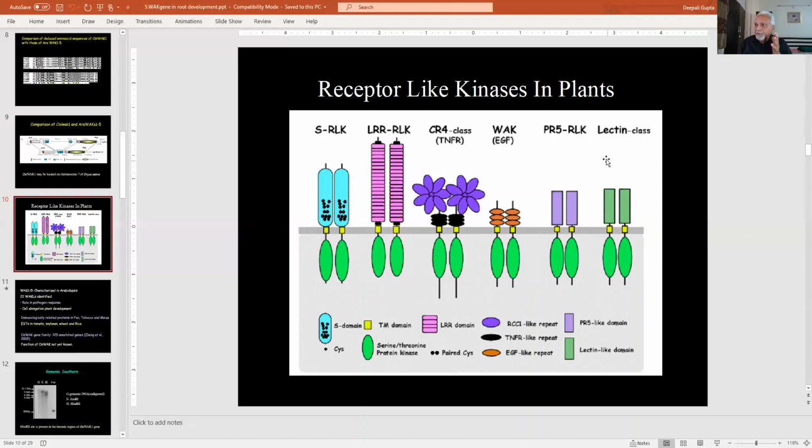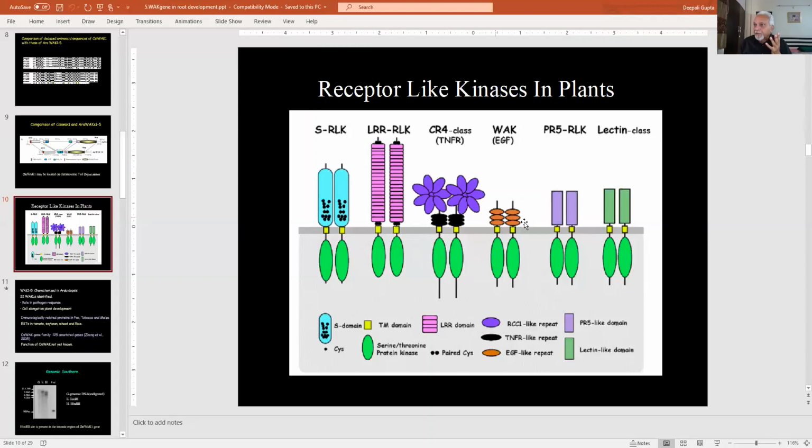Now, if you see, all of these kinases have the transmembrane domain. You can see here, and all of them have this serine-threonine kinase. Okay, so the differences are in the domains which are located outside the cell. This is inside the cell, and this is the outside wall part of it.